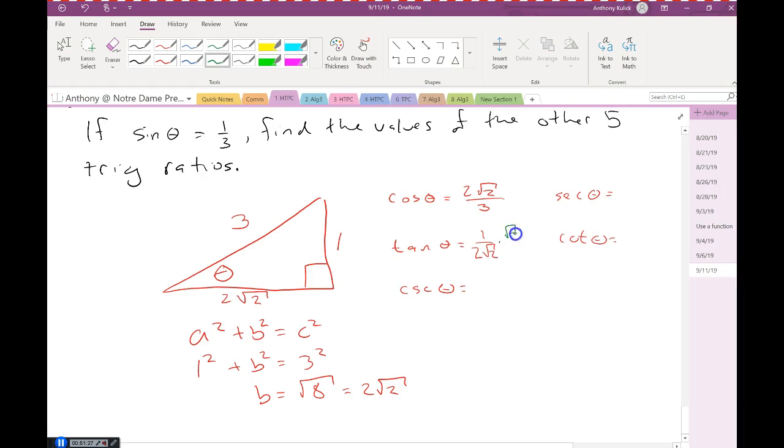Just square root 2. You could multiply it by 2 root 2. You'll just have more reducing to do at the end. When I do that, I get square root 2 on top and 4 on bottom. Okay? Cosecant. What is that? How about secant?